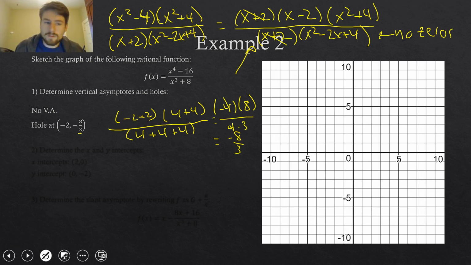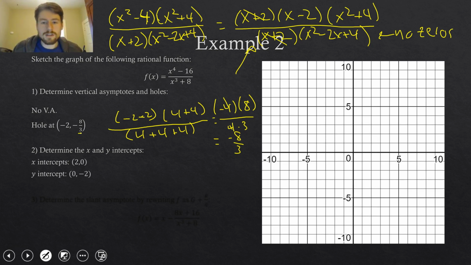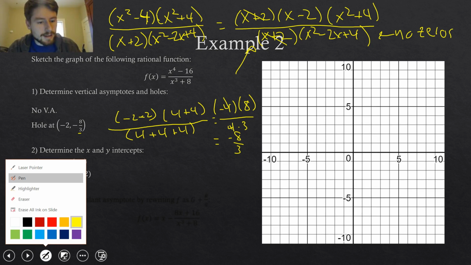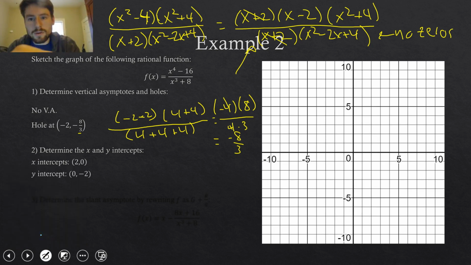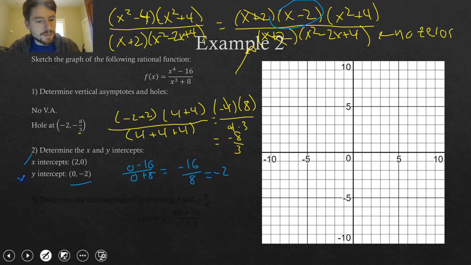And so we continue on our quest, finding the x and y intercepts. Our x-intercept is going to be what makes the numerator 0. In that case, we have just 2. So just this guy. X squared plus 4 can't be 0. So we have 2 as one of our x-intercepts. Our y-intercept would be from looking at the constants. So that's 0 minus 16 over 0 plus 8. And this is negative 16 over 8, which is negative 2. So that's our y-intercept.